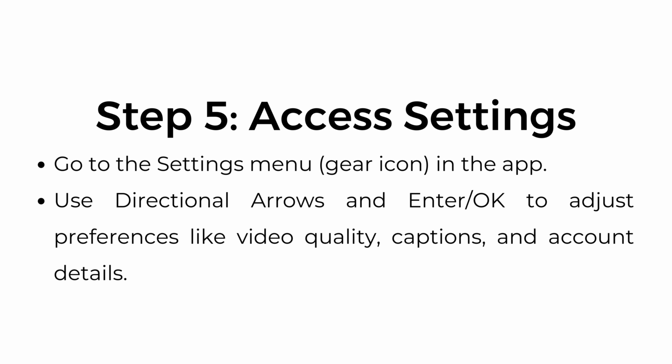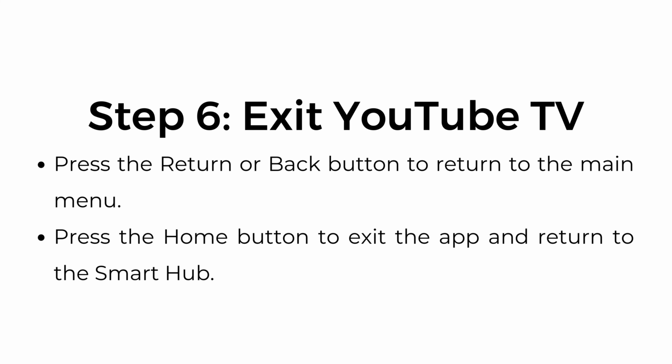Step 5. Access settings. Go to the Settings menu, gear icon in the app. Use directional arrows and Enter or OK to adjust preferences like video quality, captions, and account details. Step 6. Exit YouTube TV.